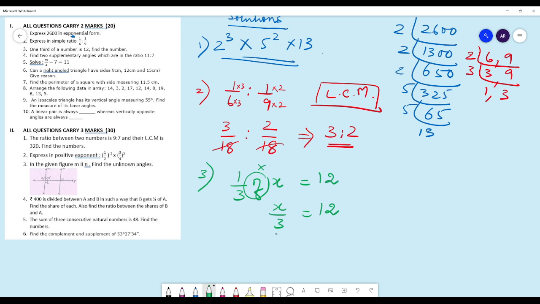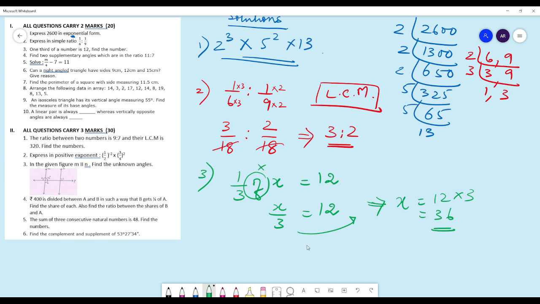So over here it is divided, so when you shift it to this side, this becomes multiplied. So this implies that when it comes over here, it is divided on this side, on the left side. So when it moves to the right side, it becomes x equals 12 into 3. That makes it 36.